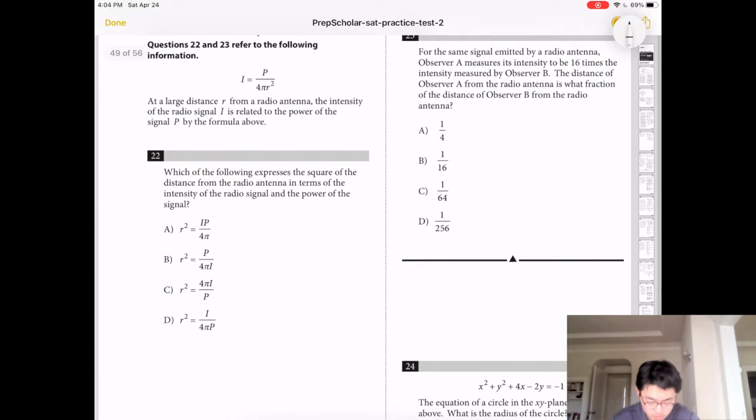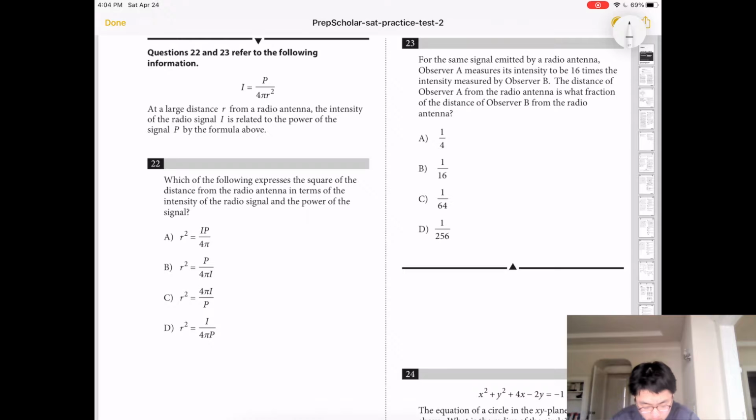Number 22, R squared. So you've got to multiply by R squared on both sides and divide by I on both sides. And the only thing that matches that is B.